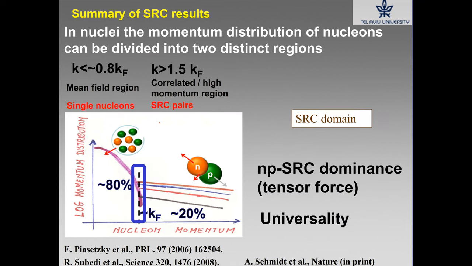So if I call everything above the Fermi sea level the short-range domain of the nucleus, then we know about two things. We know about NP short-range dominance coming from the tensor force, meaning most of the pairs are NP pairs. And we know about universality. Universality means that the momentum distribution is the same except for a factor. Now, I would like to show you that those effects are going to impact the parton distribution. And they should, if the two phenomena correlate.